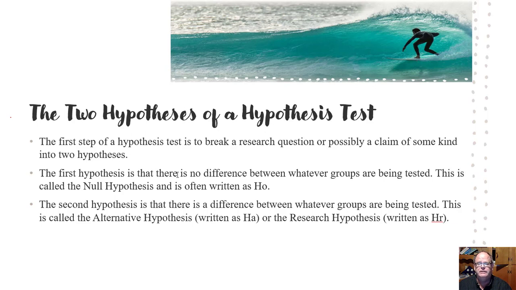The first hypothesis is that there is no difference between whatever groups are being tested, or if it's a test about relationships, there's no meaningful relationship. This is called the null hypothesis. It's often written H sub 0, where 0 is null. The second hypothesis is that there is a difference between whatever groups are being tested, or if it's a test about relationships, that there is a significant relationship. This is called the alternative hypothesis, written H sub A, or the research hypothesis, written H sub R.